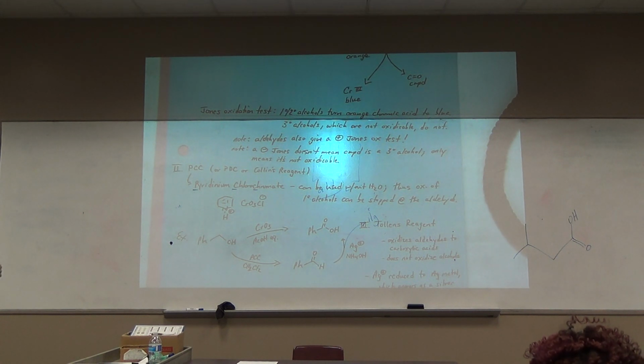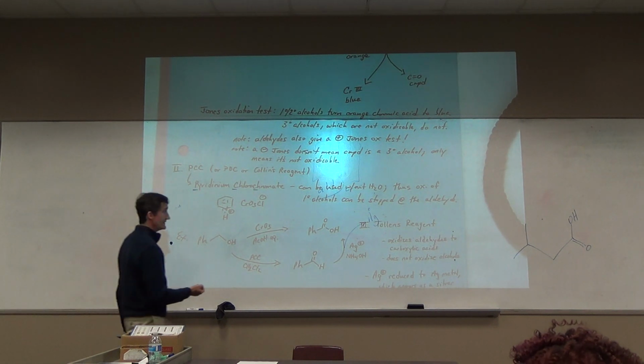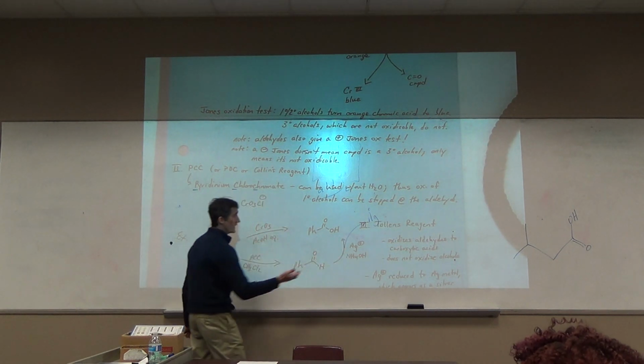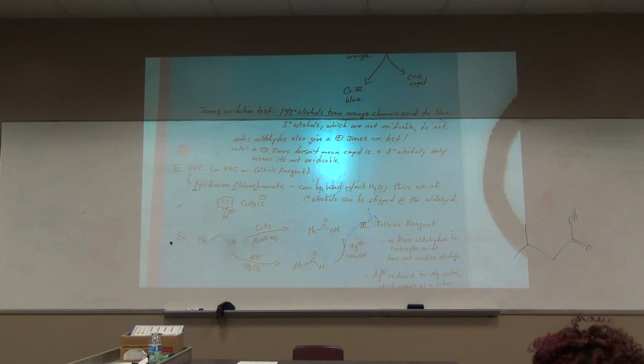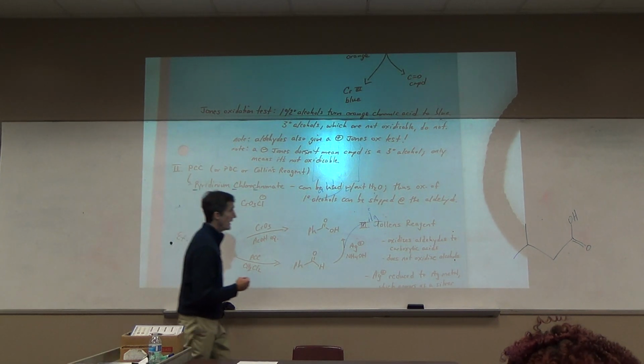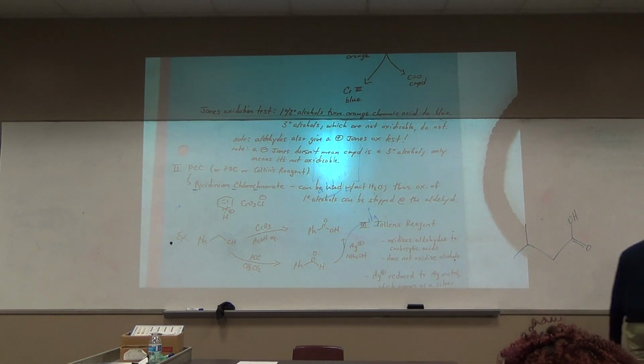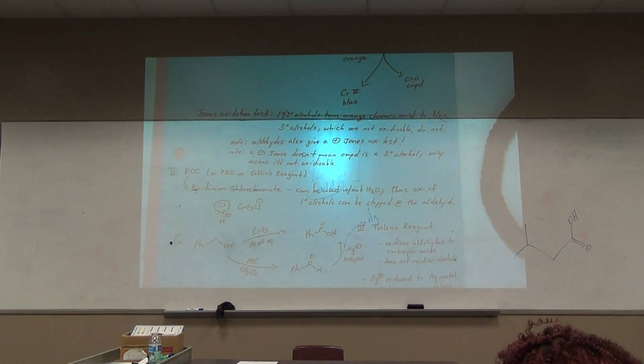Aldehydes. Ketones cannot be oxidized. Thus, certainly not by silver. Since a ketone can't be oxidized, the silver will not be reduced. Okay? Tollens' test is a good way to confirm aldehyde. All right? That's our third wet test.